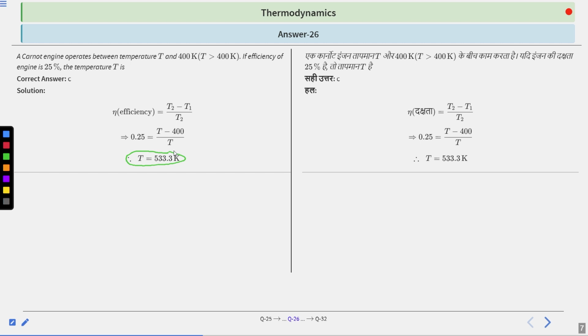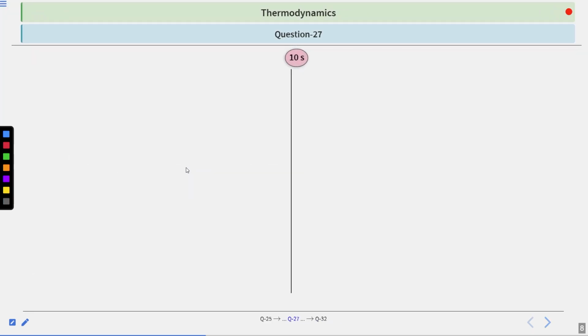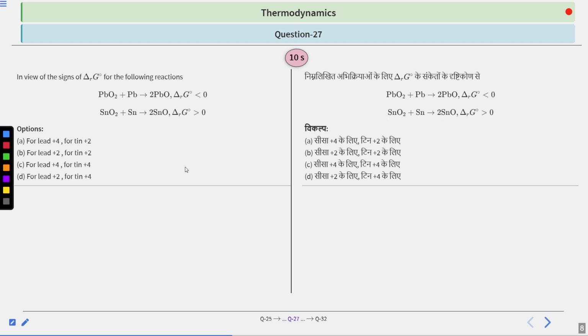Now moving on to the next question. Question number 27 says: in view of the signs of delta Rg naught for the following reactions, PbO2 plus Pb gives 2 PbO, where delta Rg naught is less than 0, and SnO2 plus Sn gives 2 SnO, where delta Rg naught is greater than 0.